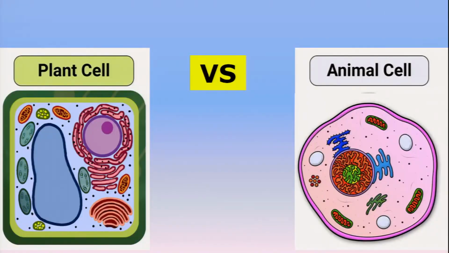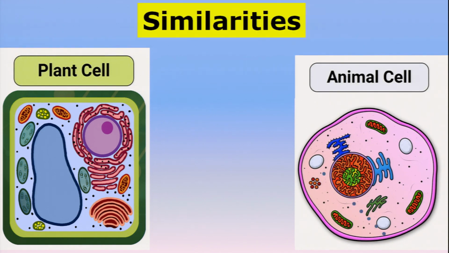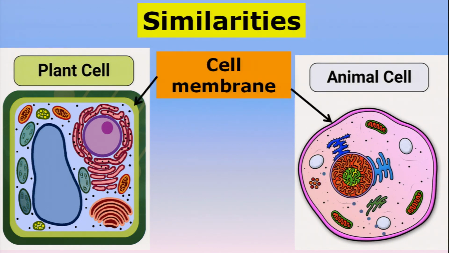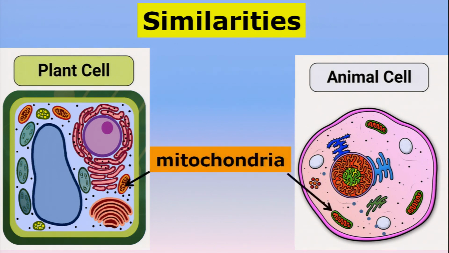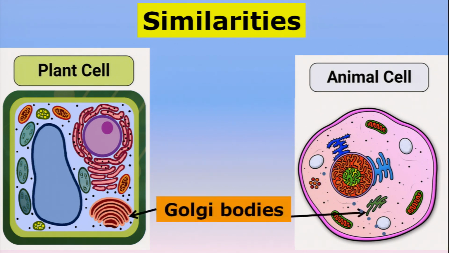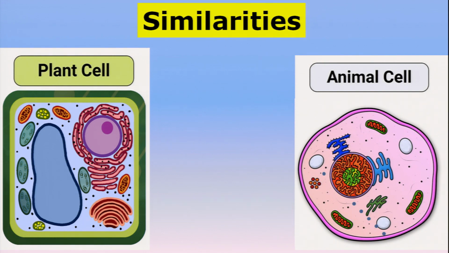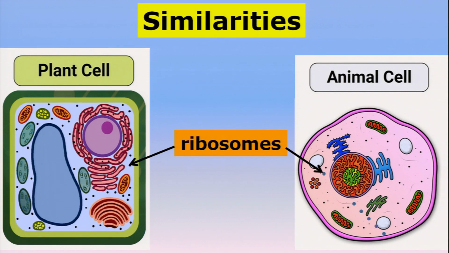So what are the similarities between a plant cell and animal cell? We see the similarities are that both the types of cells have cell membrane, both plant cell and animal cell have endoplasmic reticulum, both the types of cells have mitochondria, they have Golgi bodies, they have nucleus and they have ribosomes. And we'll see then what are the differences in structures of plant cells and animal cells.